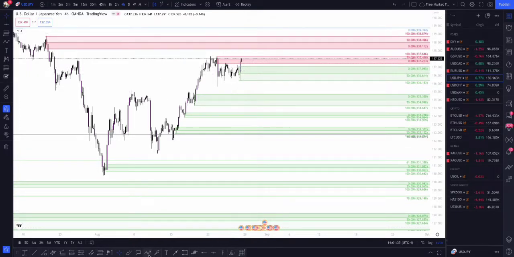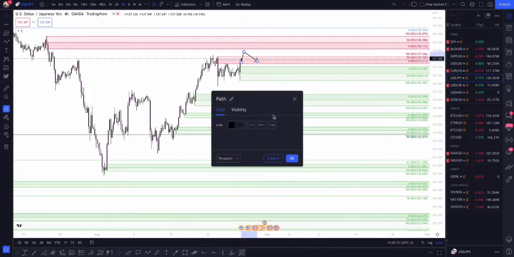Let me put the arrows on here. So we could see price pull back, and then we can take it to the long side from there. Or we could simply see price come up here, retest this supply again, and then take that to the upside.